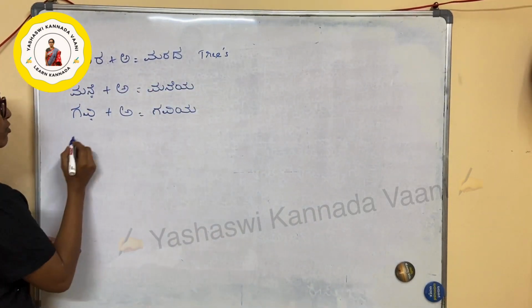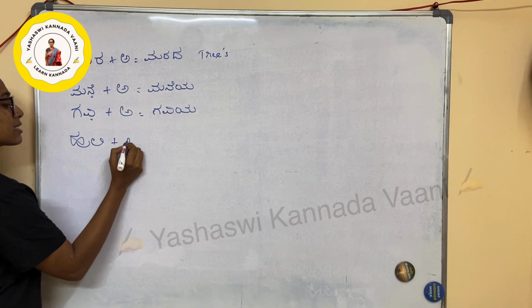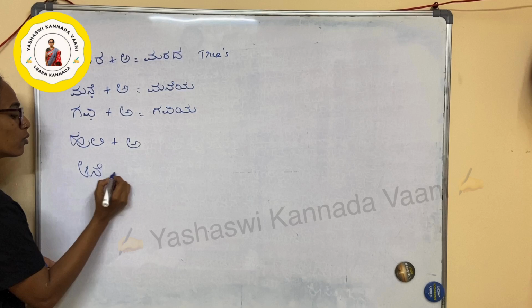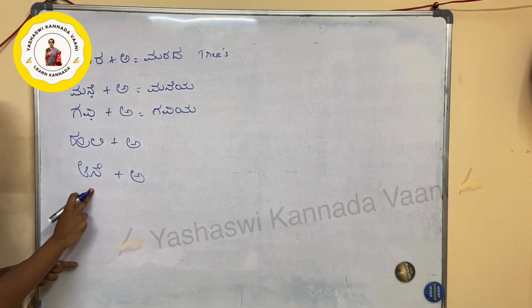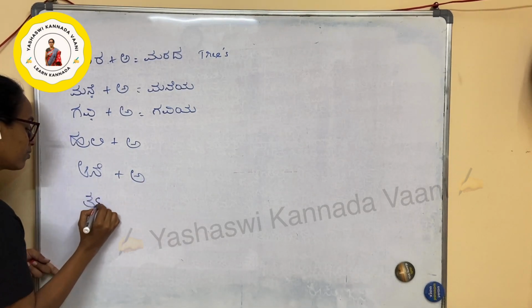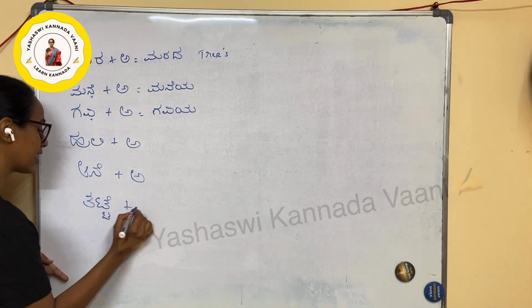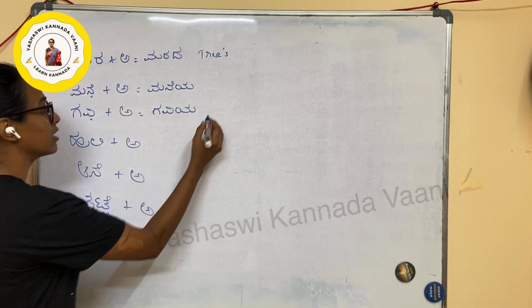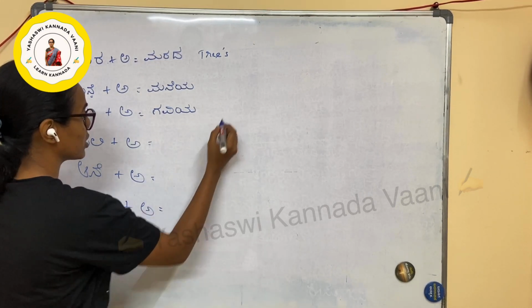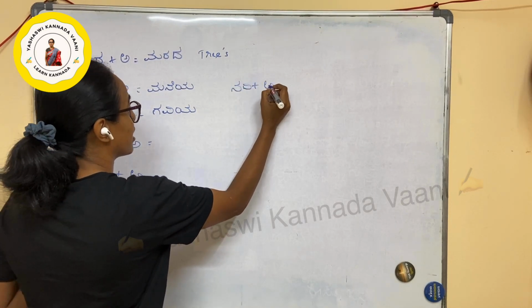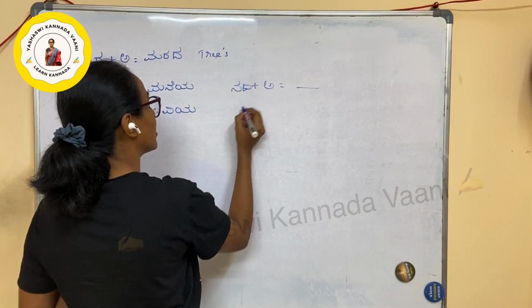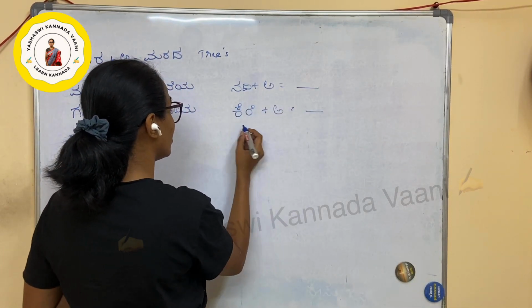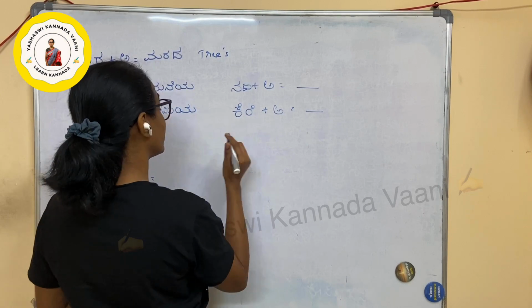Now let's learn a few more words. Huli plus 'a': tiger's tail, huliya bala. Aaneya mukha, the face of an elephant. Elephant is aane. Tatte is a plate. Batte is a cloth. You have to write the answers for this one. Nadi is a river: nadiya. Kereya; kere is a lake. Mane we already wrote.